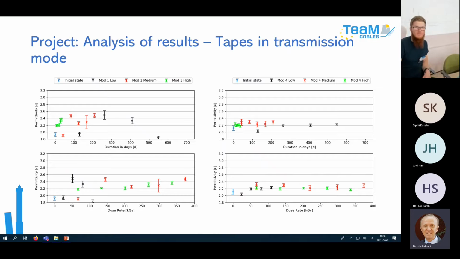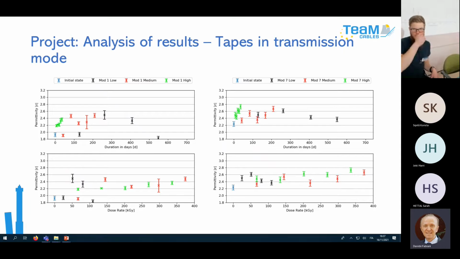But still, you have jumps, like here in modification 4 with the low dose rate, from 2.05 in the permittivity up to 2.2, where it stays constant. And also, you need to look at the error bars, right? These can move the value up and down quite a bit.